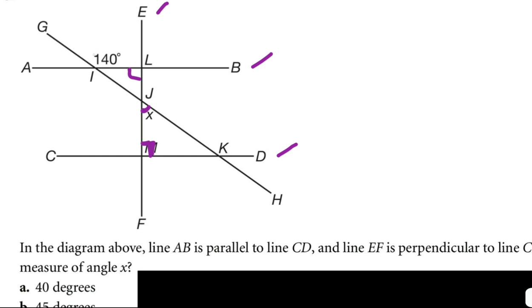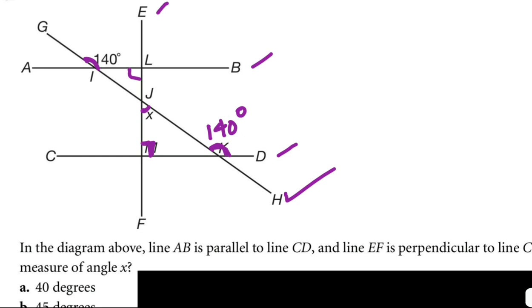And angles GIL, this one is GIL, and JKD, these are alternate angles since lines AB and CD are parallel and cut by a transversal, which is GH. So this is the transversal GH. Therefore, angles GIL, this angle here, and JKD are congruent. So they both measure 140 degrees. So this is also equal to 140 degrees.